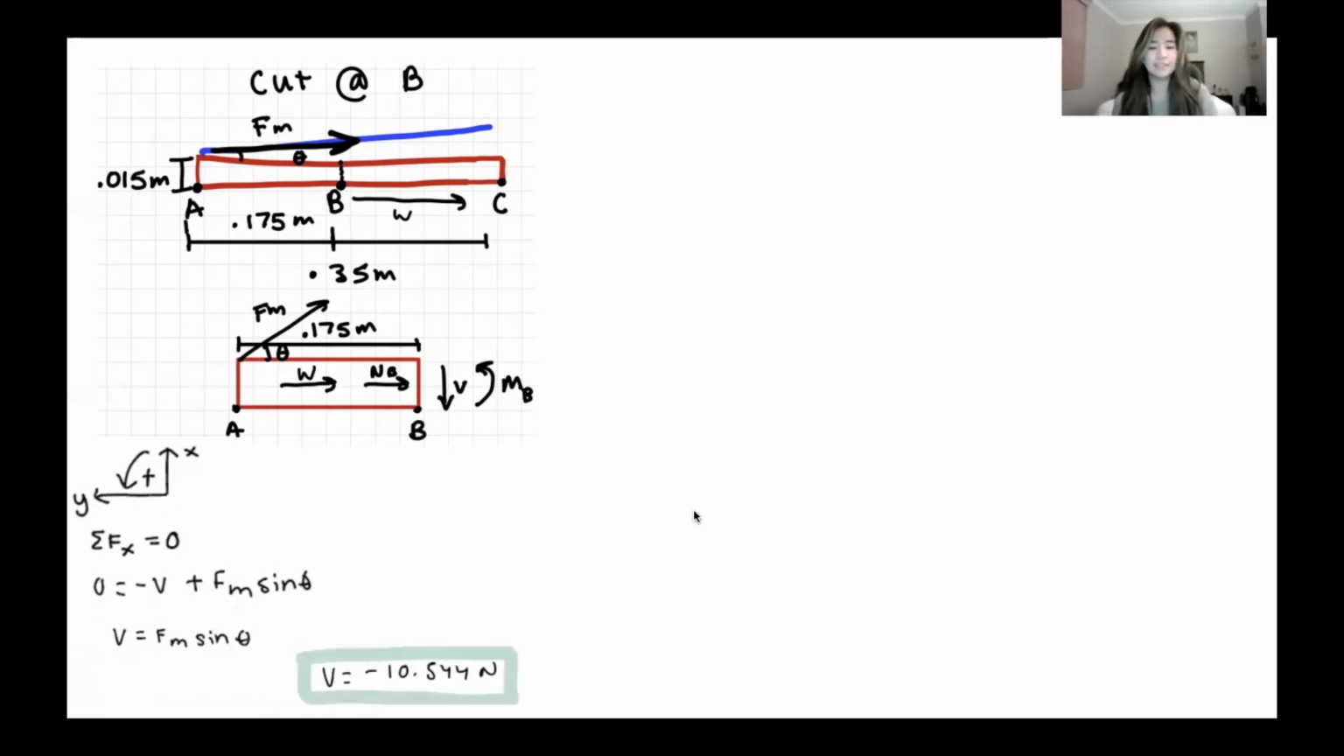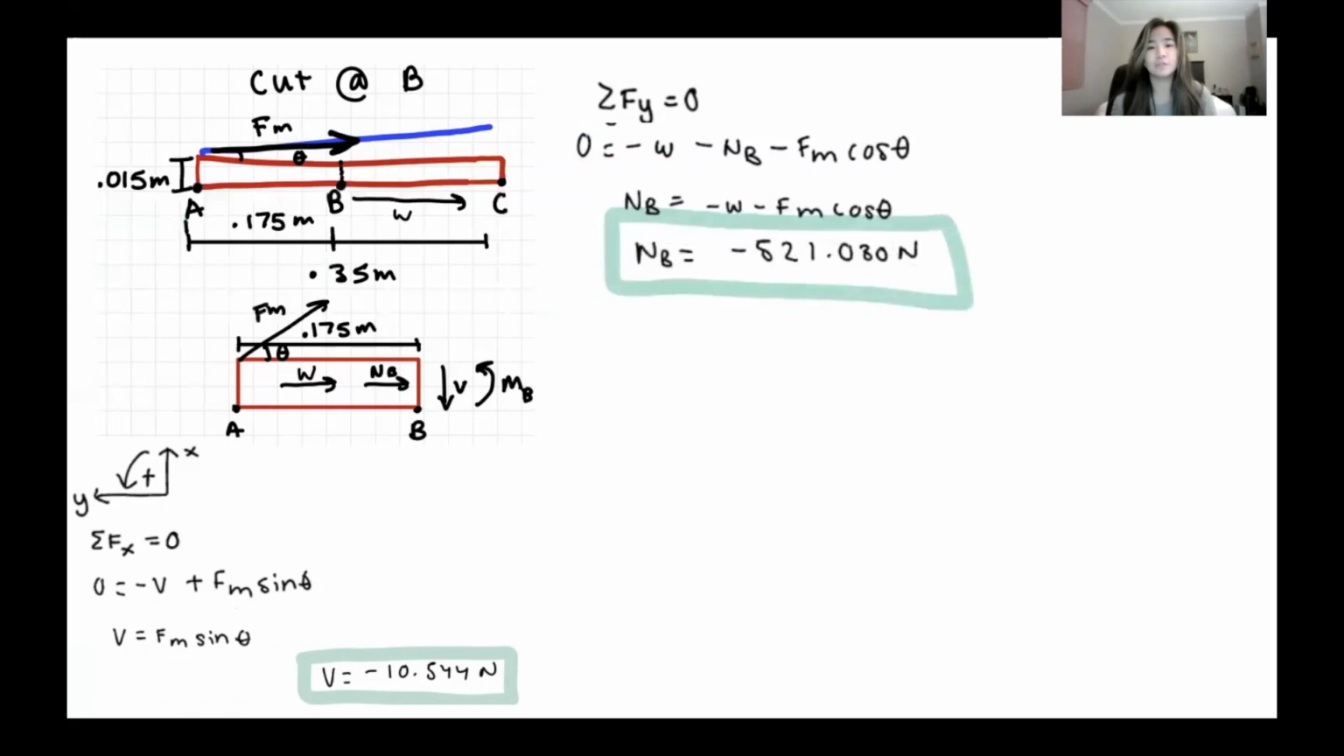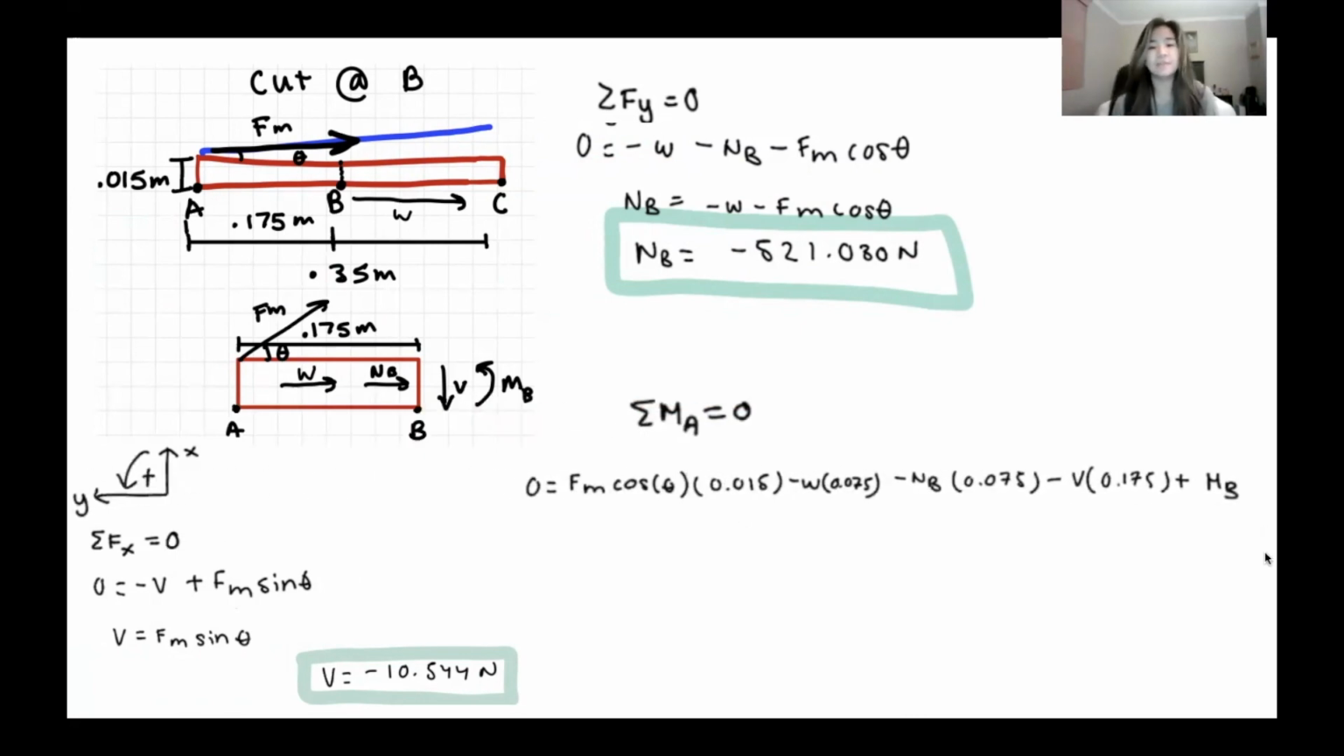So as you can see, we got it to be negative 10.544 newtons. Next, we're going to solve for the sum in the y direction, and with this, we're going to solve for the axial force. Once we solve for it, we got negative 521.03 newtons, which is a compressive force. Next, we're going to solve for the moments about the point A, which again will equal 0.